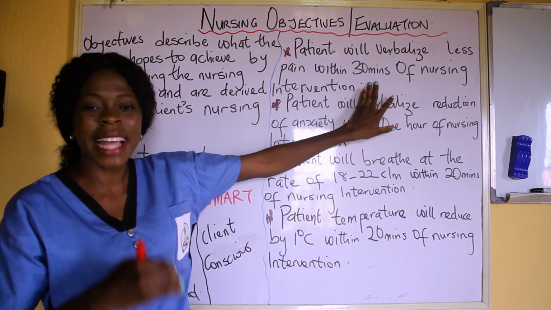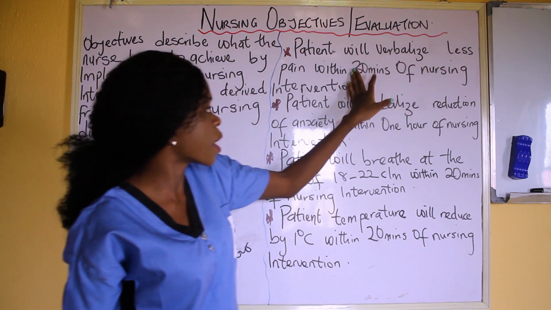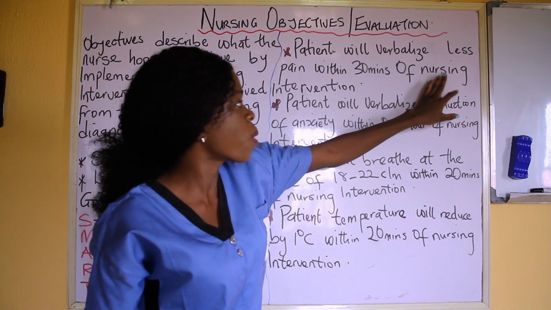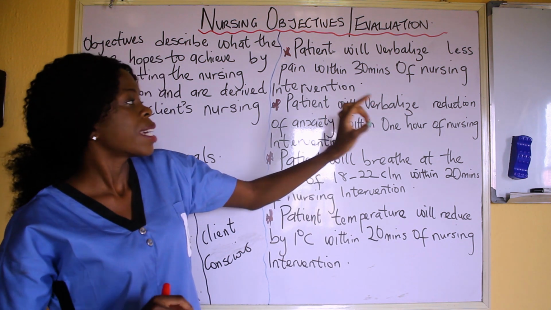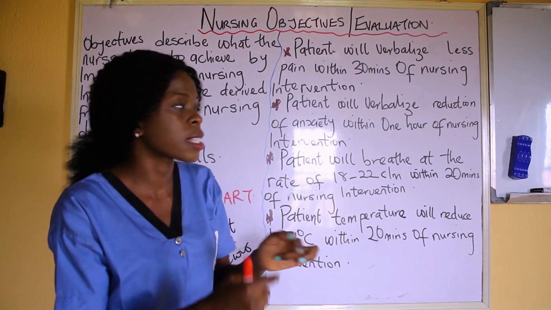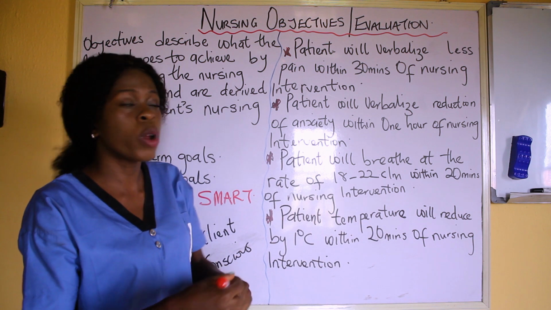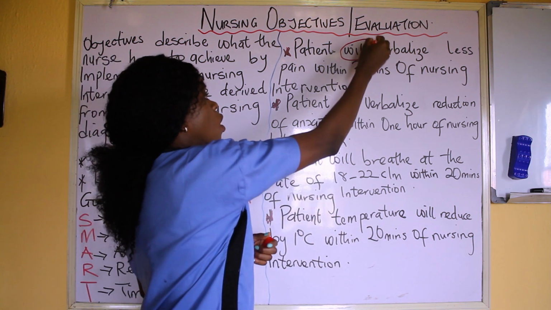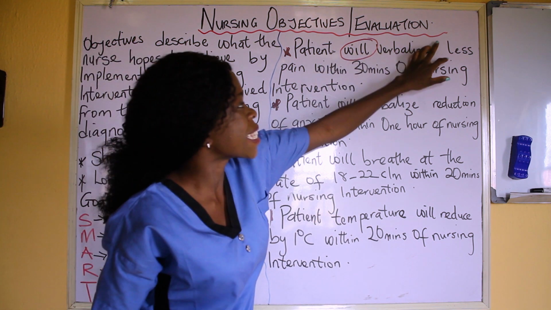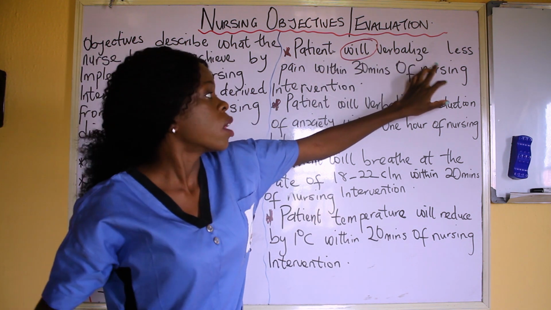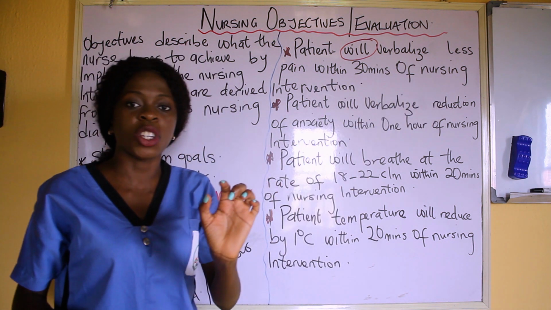Since we are treating this alongside the evaluation, patient will verbalize less pain within 30 minutes of nursing intervention. What will the evaluation be? The evaluation is going to be in past tense because that's already been done. So it will now be patient verbalized. You remove this will when writing what? The evaluation. It will now be patient verbalized, because it's past now, less pain within 30 minutes of nursing intervention.